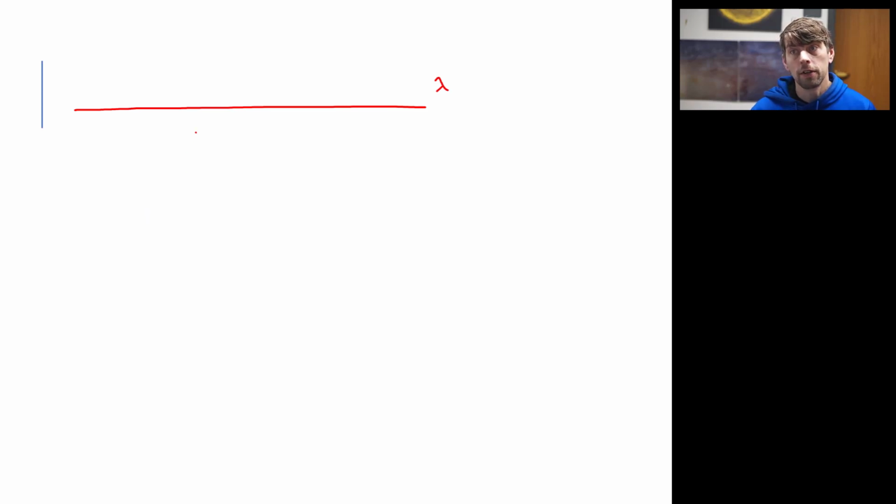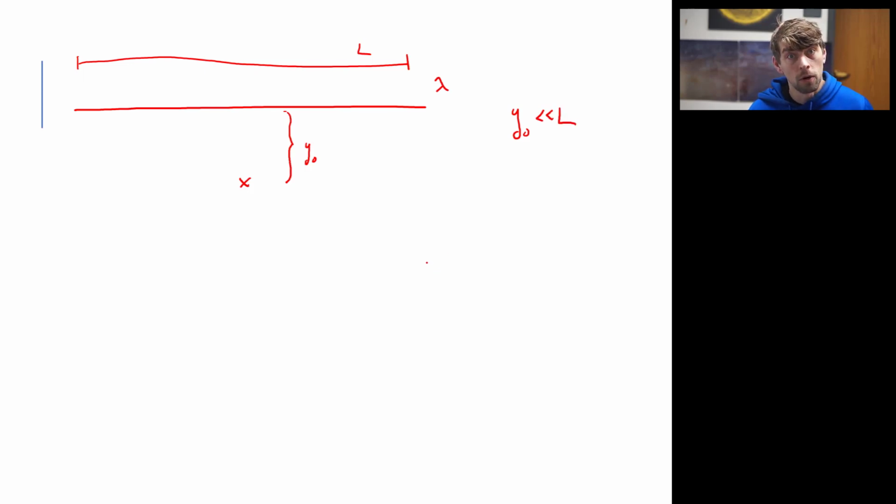Now, one of the approximations I'll make is that when I choose a field point, and we'll say that this is a distance y naught, I am going to assume that the distance that the field point is away from the wire is really small compared to the overall length of the wire. So imagine this wire has length L. We will assume that y naught is much, much less than L. And therefore, if we were standing at that field point, the wire looks almost infinite.